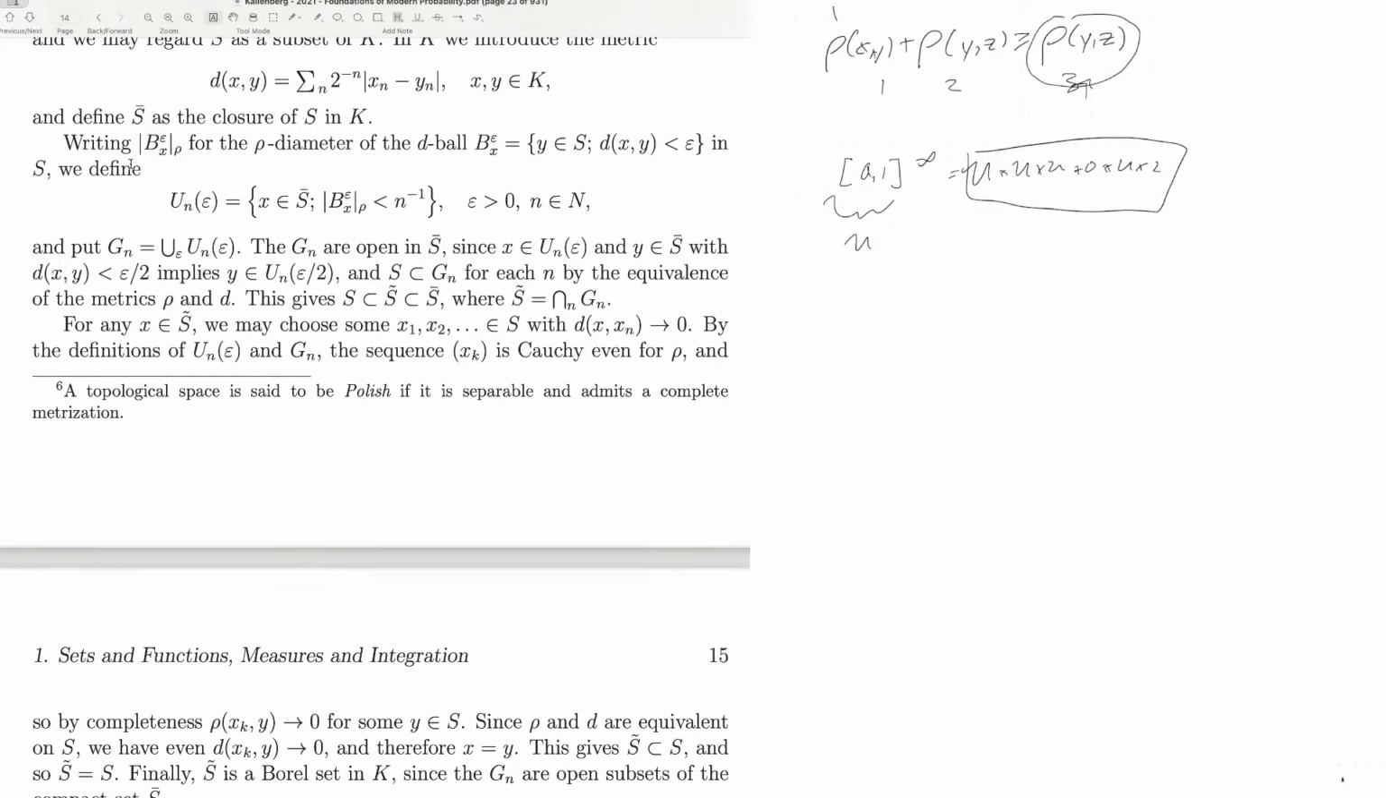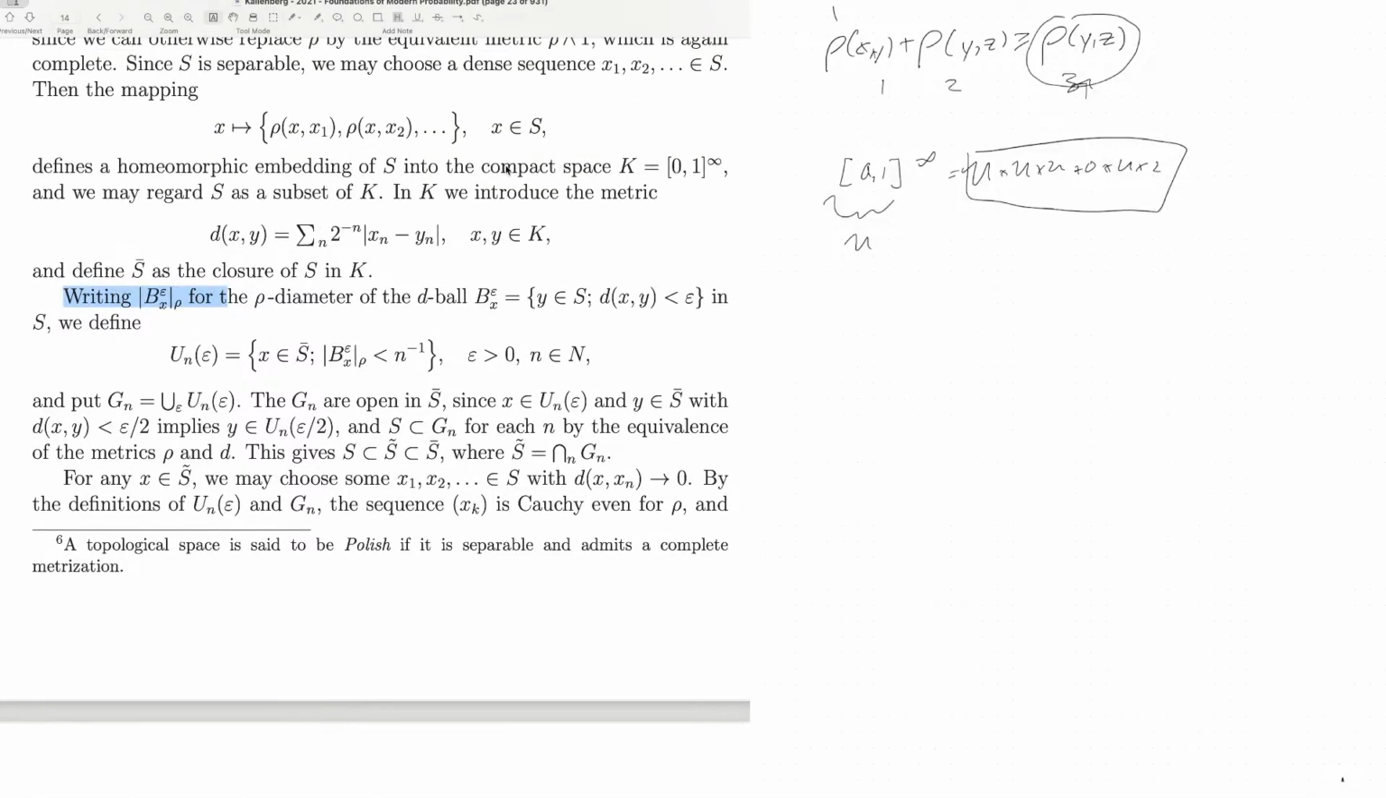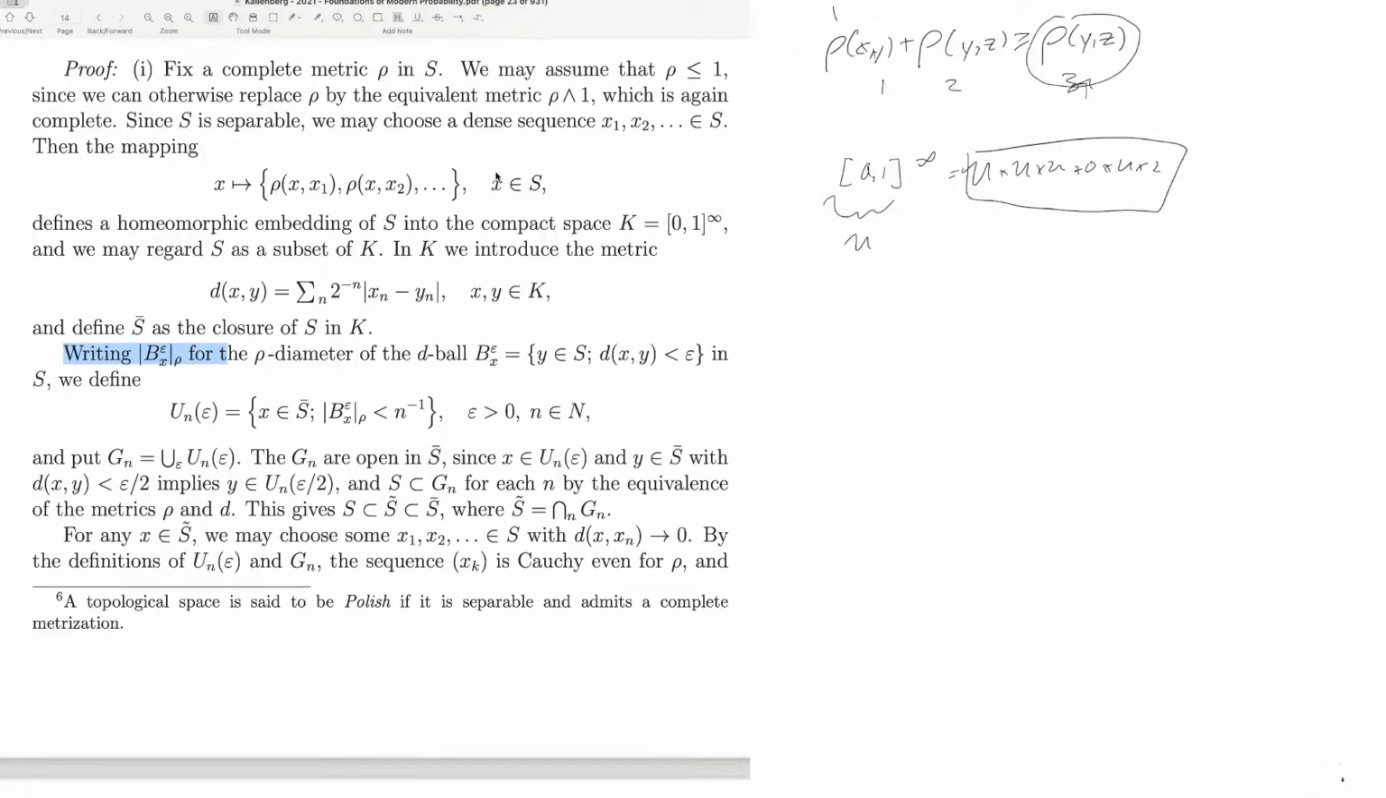All right, so writing this for the rho diameter D ball. So Y in S is this. I see, so S is the entire space. Fine. Okay. Define S bar as the closure of S and K. Hard to imagine what that looks like, but let's roll with it.